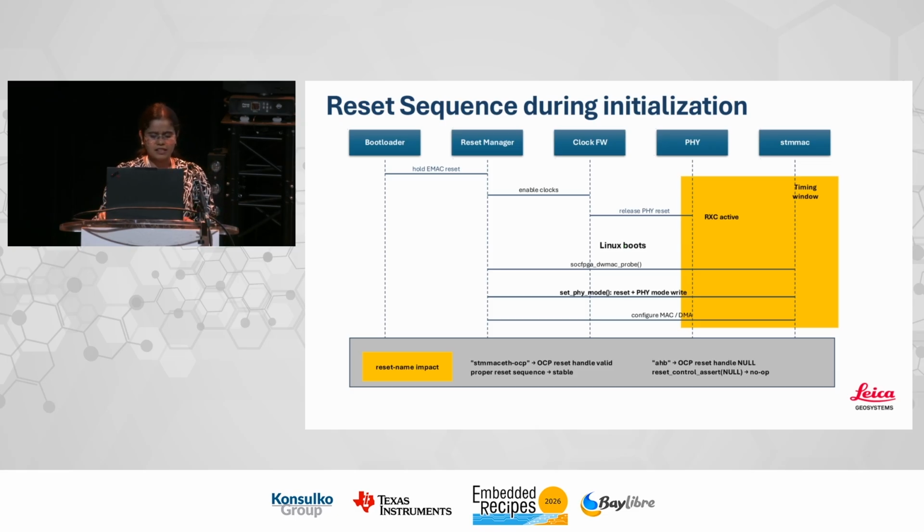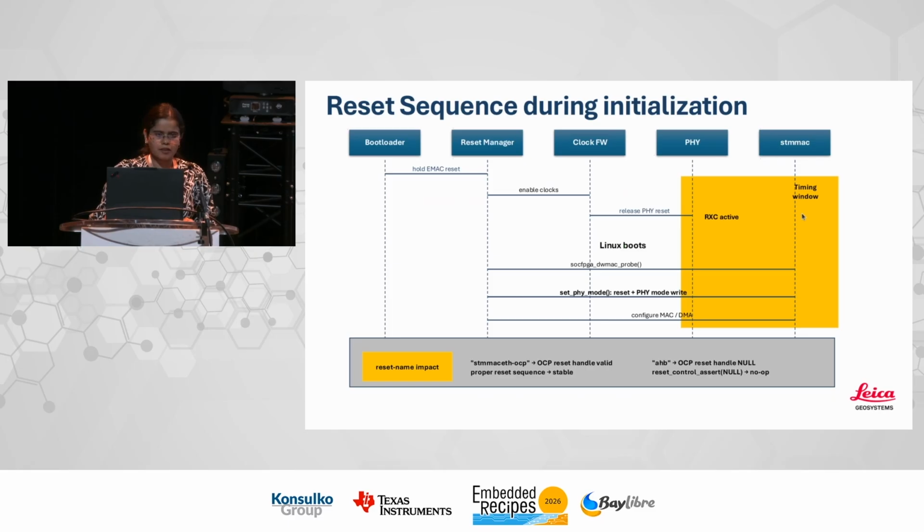And when this change was there, with AHB replacing the OCP reset, if I called the function reset control assert in setting the PHY mode, it was a no-op, no operations, null. And when it's OCP reset, there was some proper timing for setting up the PHY mode correctly. And the Ethernet path was going well, and it has a timing window when I had this OCP reset. But with AHB and with RT kernel, it was a little tricky.